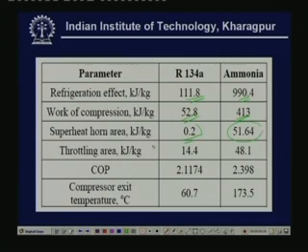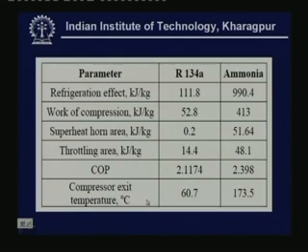This is because ammonia has a symmetrical vapor dome on the TS diagram, as explained in the earlier lectures. Throttling loss is also quite high for ammonia compared to R134a, and COP is marginally higher for ammonia compared to R134a. Compressor exit temperature is very high with ammonia. In fact, this is a major problem in ammonia systems, whereas with R134a it is quite low.